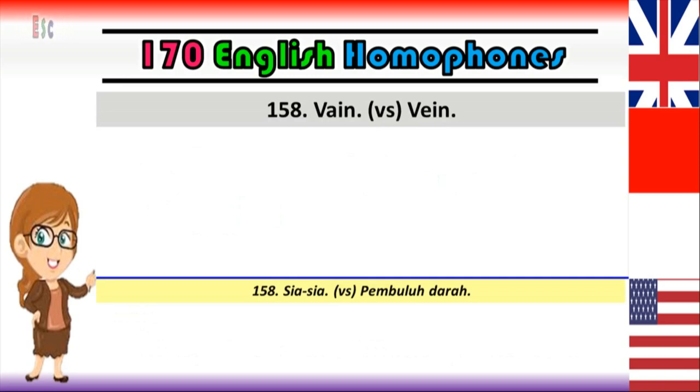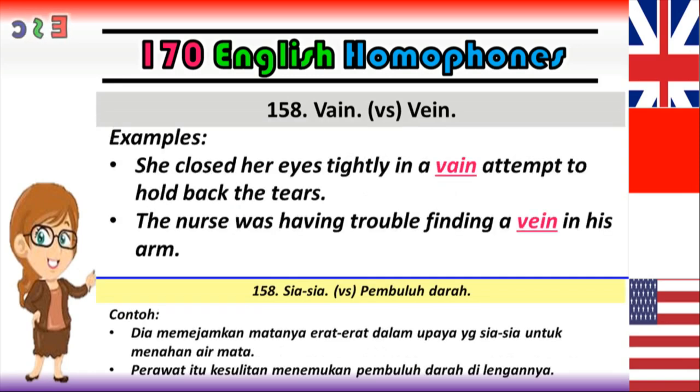158. Vain versus vein. Examples. She closed her eyes tightly in a vain attempt to hold back the tears. The nurse was having trouble finding a vein in his arm.